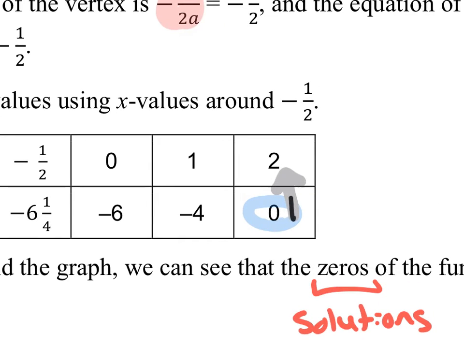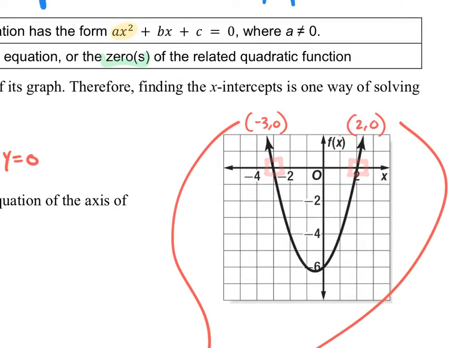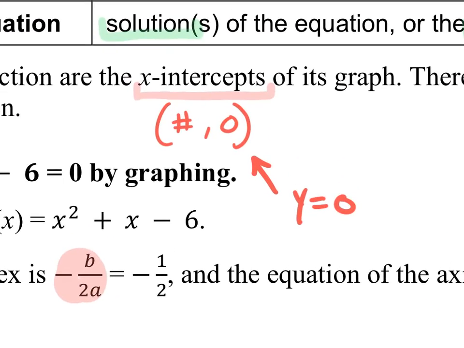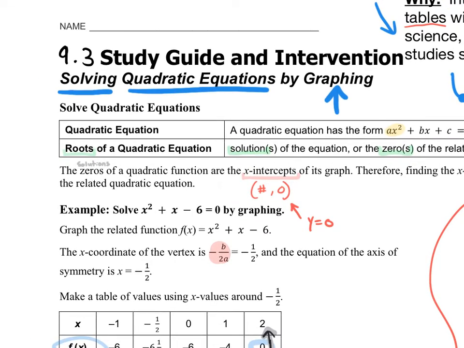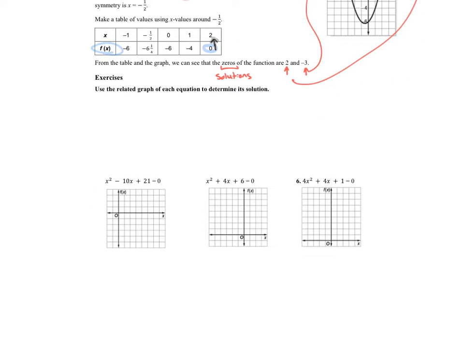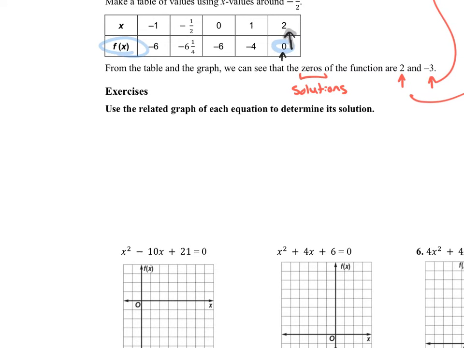So this point right here of 2, comma 0 is that point right there. So that's the key. The x-intercept is wherever y is equal to 0. And I had mentioned that this section is almost nothing new compared to 9.1. And we'll see that all we're going to be doing is creating graphs, and then we'll just look into our table and look for anywhere there's a y-coordinate of 0. So let's go ahead and use these related graphs to determine their solutions.